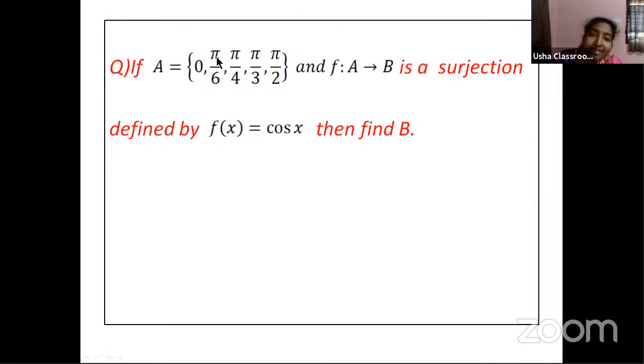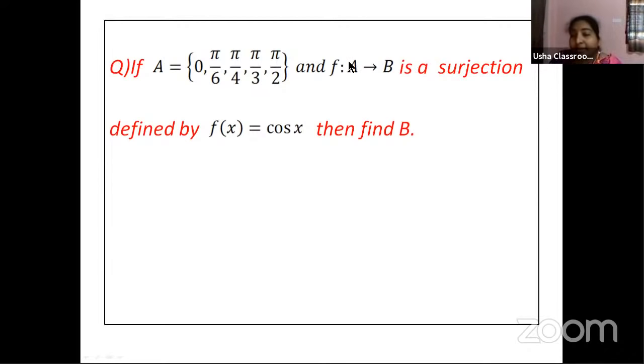0. Here pi stands for 180 degrees. We will discuss this in detail when we take up the trigonometry topic. But as of now, you can take it for granted that pi is equal to 180 degrees. Now, if it is 180 by 6, this is 30. 180 by 4 means 45 degrees. 180 by 3, this is 60 degrees. And 180 by 2, this is 90 degrees. Now, in set A, you have 0, 30, 45, 60, and 90 degrees measures.